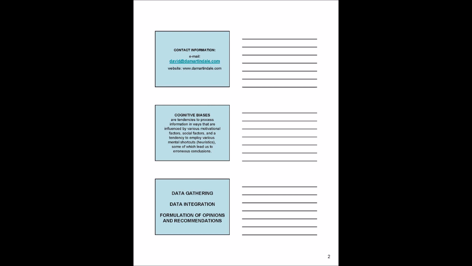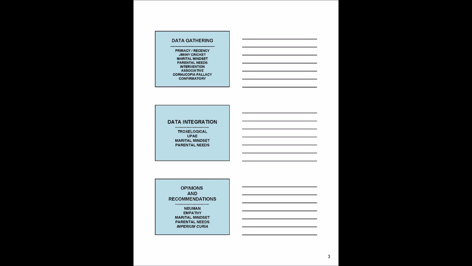Certainly part of what I see is indicators of bias. We're going to talk primarily about what are referred to as cognitive biases, as opposed to the biases that people are more accustomed to talking about. Cognitive biases really relate to the ways in which we process information. They show up in all the stages of an evaluation: the gathering of the data initially, the initial and subsequent attempts to integrate the data, and then ultimately the formulation of opinions and, if recommendations are being offered, the offering of recommendations.